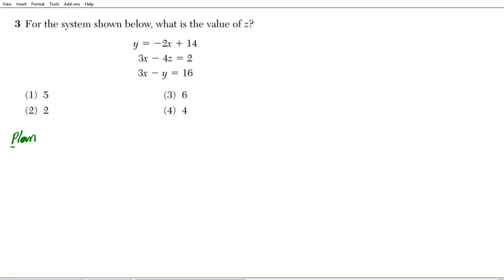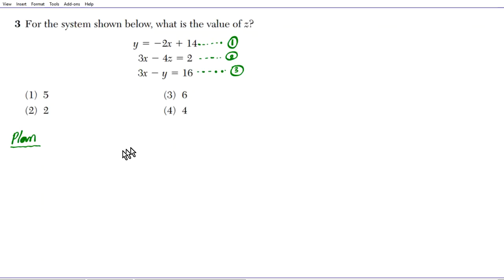What we're going to do first is find x. Okay, so how do we find x? Well, let's label the equations. This is equation 1, equation 2, and equation 3. The reason we're looking for x first is because this is the only equation that has z and an x. So if we can know what x is, then we can find z. The other two equations just have x and y in them.